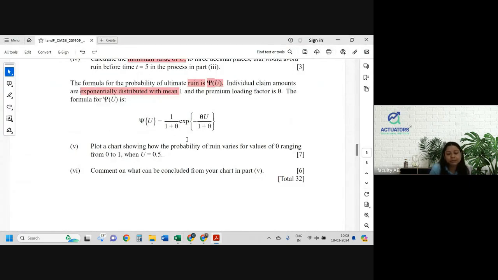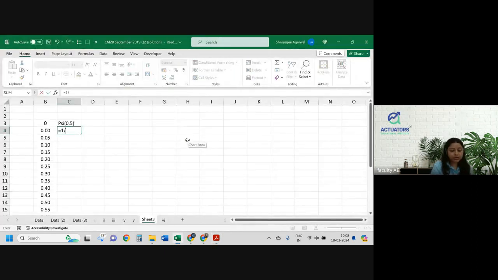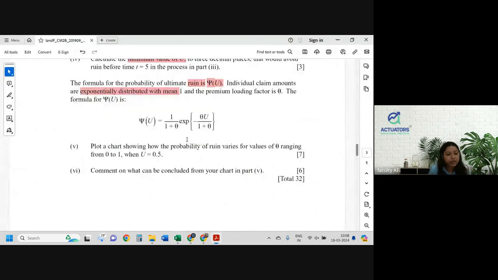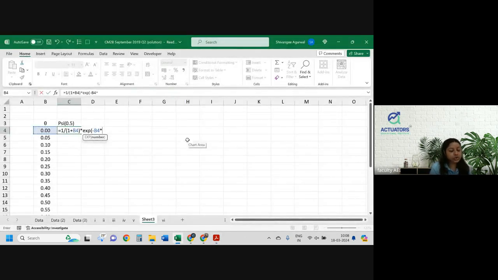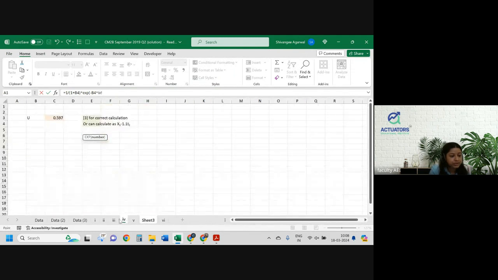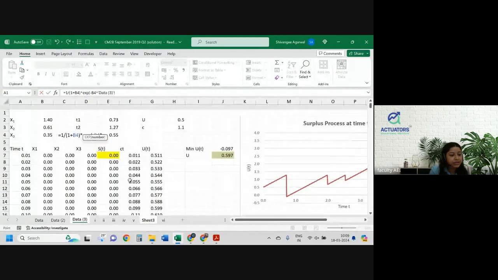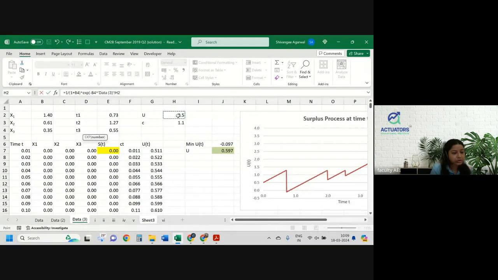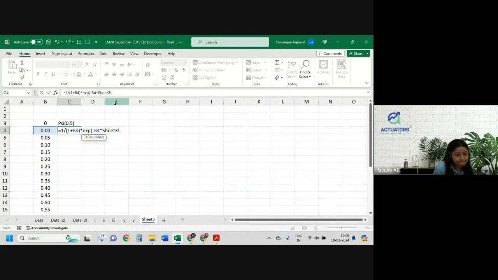0.5 is 1/(1 plus theta) into exponential minus theta into u. U हम कहां से ले लेते हैं बताओ. U हम यहां से ले लें अपने data वाले sheet से, ये वाला, या आप ऊपर में भी U बना सकते थे. Let's do that only. Minus theta into u. U मैं यहां पे बना दूंगी, इसको मैं बाद में rename कर दूंगी obviously, divided by this thing, bracket में 1 plus theta, bracket close.